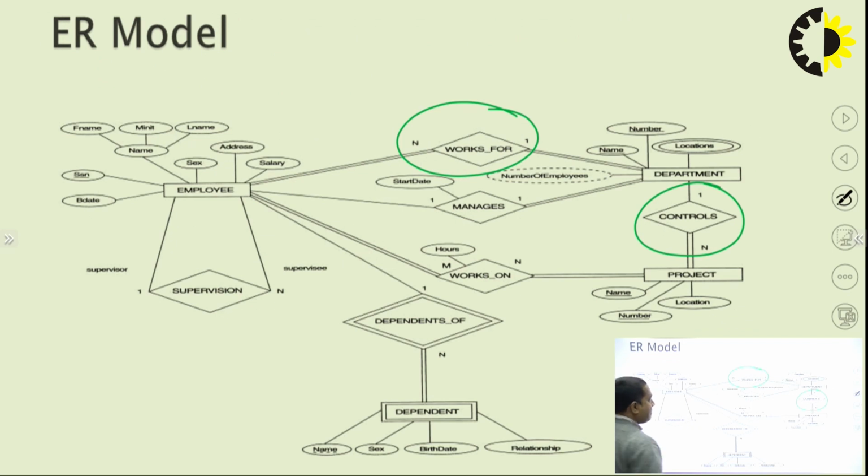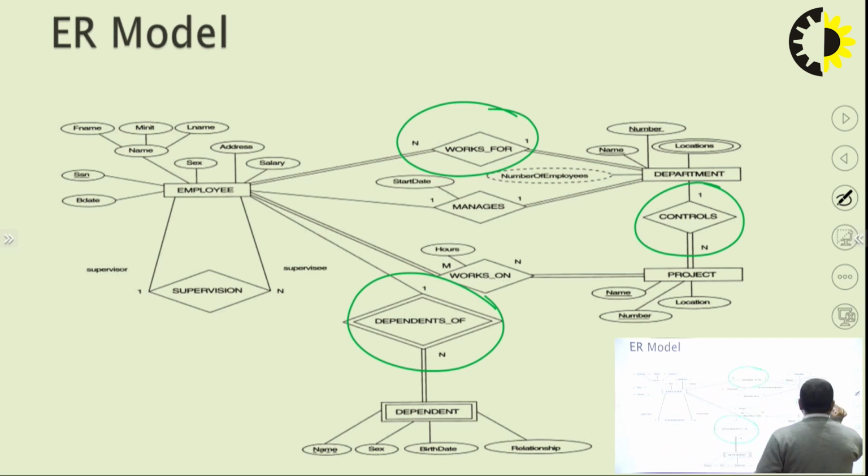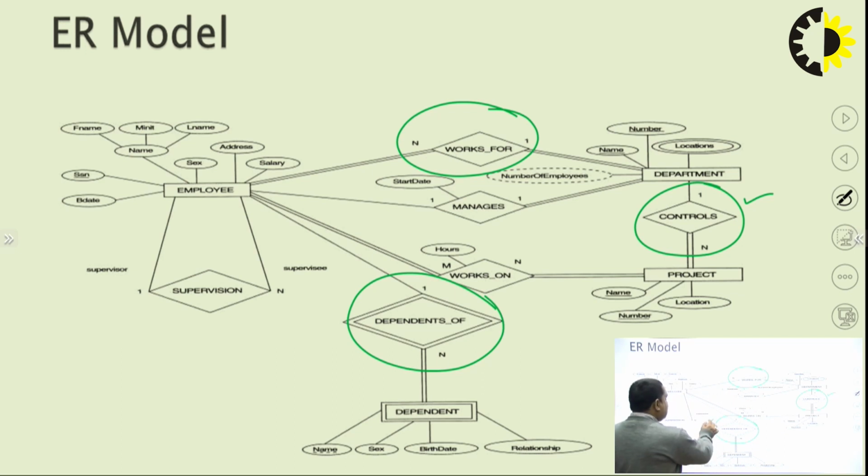Also here, as many employees work for a department, and also many projects can be controlled by a department, and there may be many dependents that depend upon an employee. That's why here the relationships are one to many, or we can say one to N.